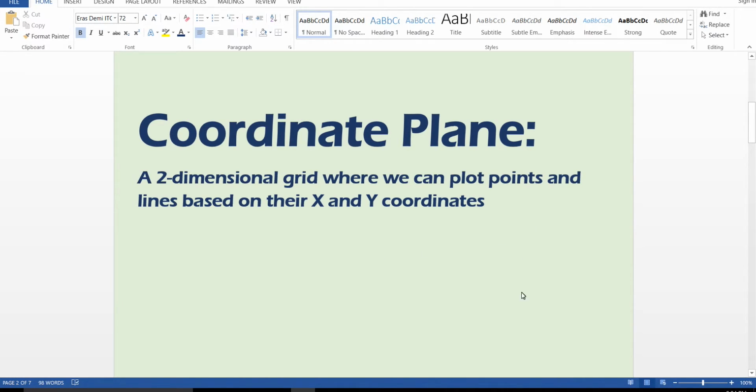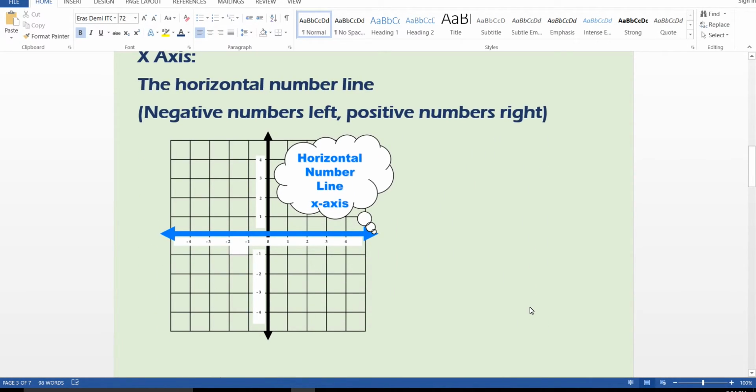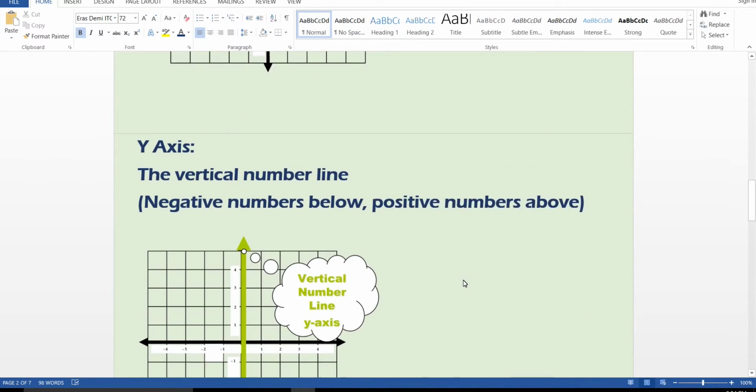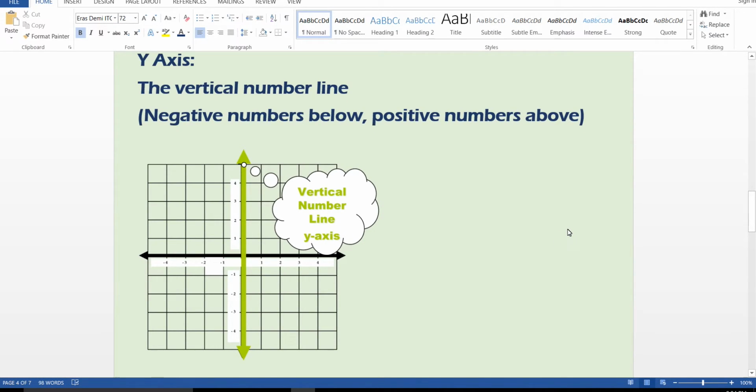Well, before I get into that, let's talk about the axes. The x-axis is the horizontal number line. Negative numbers are to the left, and positive numbers are to the right. The horizontal number line, it's the x-axis. Okay? Let's talk about the y-axis next. The y-axis, well, I'm assuming you can figure out that if the x-axis is the horizontal number line, that only leaves one other axis, and that is your vertical number line. The negative numbers tend to be below, and the positive numbers are above, as with any old thermometer.